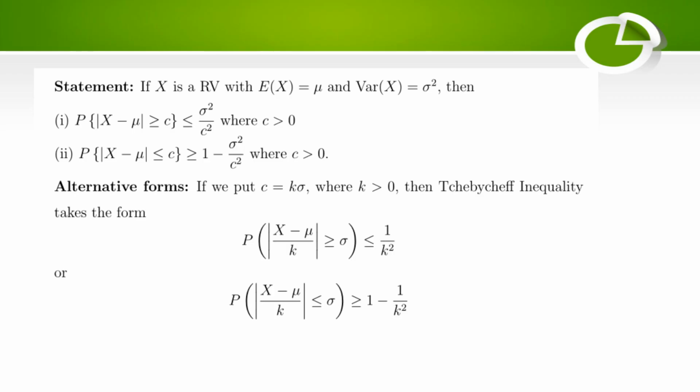Alternative forms. If we put c equal to k sigma, where k greater than 0, then Tchebycheff inequality takes the form P of modulus x minus mu greater than or equal to k sigma is less than or equal to 1 by k square, or P of modulus x minus mu less than or equal to k sigma is greater than or equal to 1 minus 1 by k square.